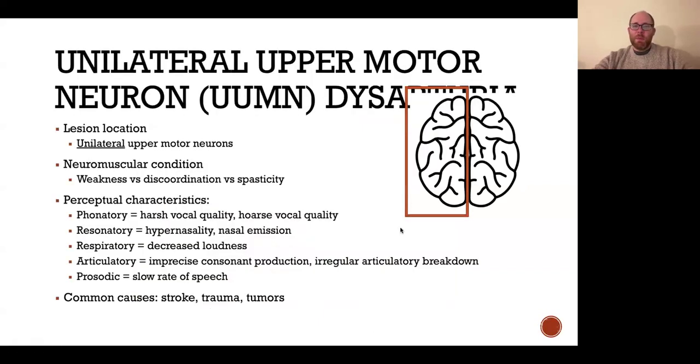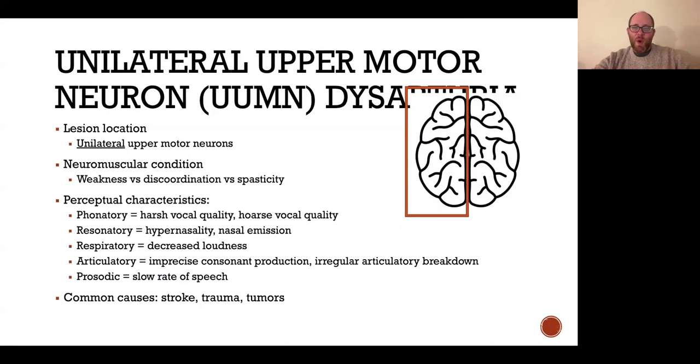All right, next up is unilateral upper motor neuron dysarthria, or UUMN. And this one is associated with unilateral upper motor neuron damage. So earlier we spoke about spastic dysarthria being caused by bilateral damage, and I said it's important to know the difference. And this is why. If you have damage on one side of your cortex, you may have a unilateral upper motor neuron dysarthria. So that is a distinguishing characteristic as far as if you're looking at neuroimaging on your patient.